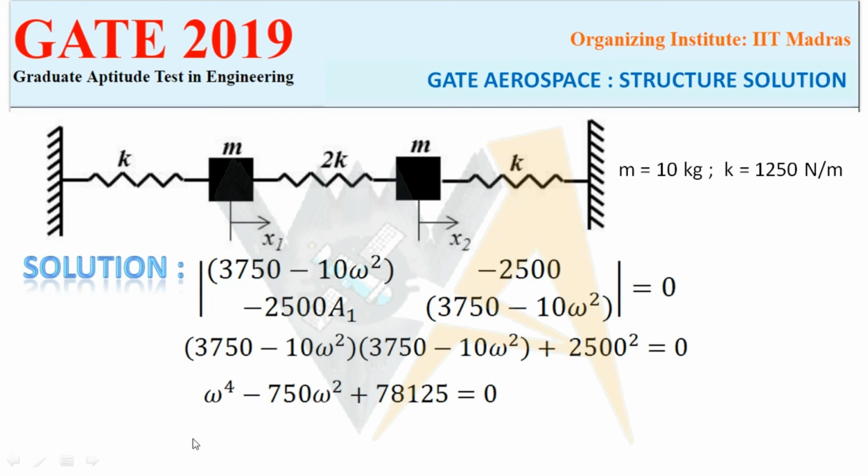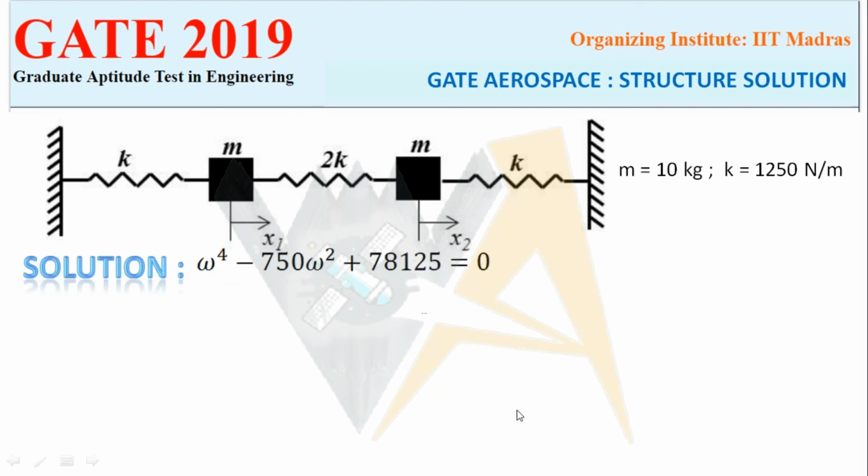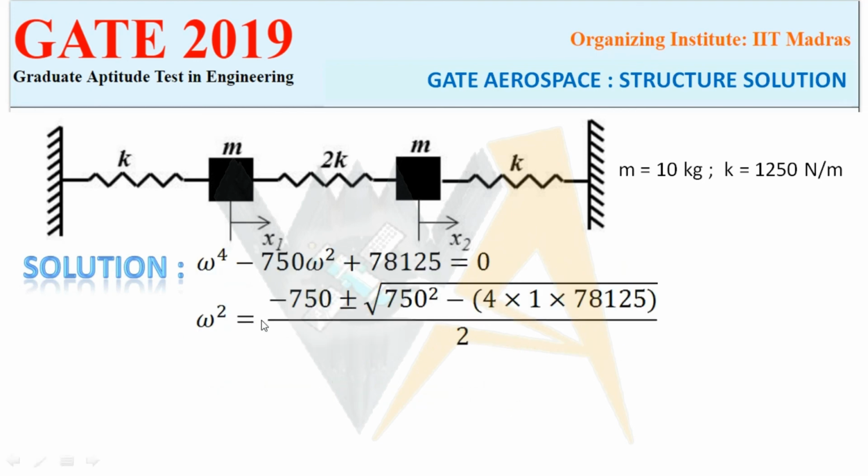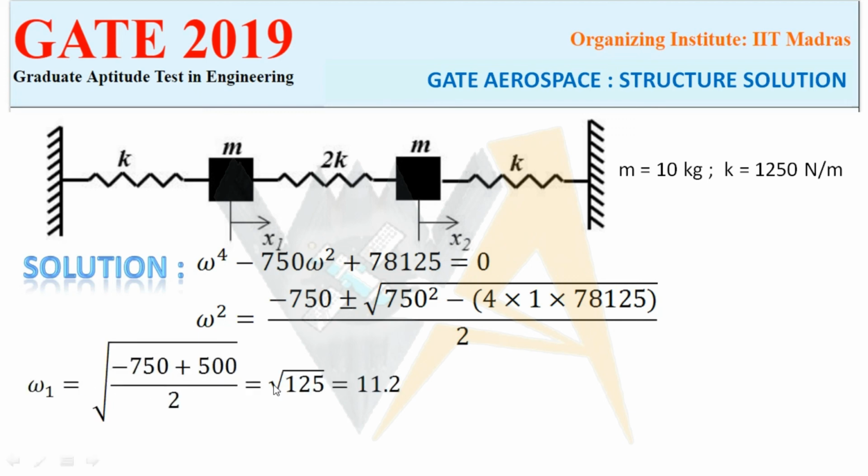Now using the quadratic equation, we are going to solve for omega square. Omega square equals minus b plus or minus root over b square minus 4ac, divided by 2a. Using this formula, we substitute the b value as minus 750, a value is 1 and c value is 78125, divided by 2 into 1. Now we simplify and we get two values.